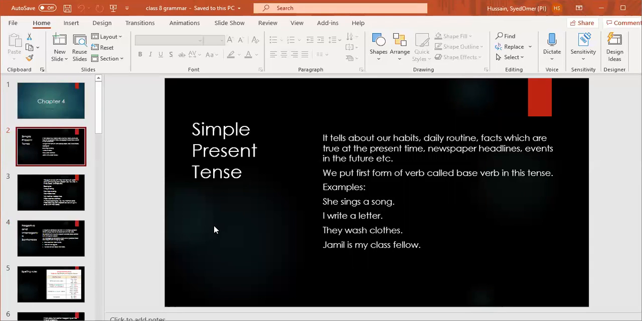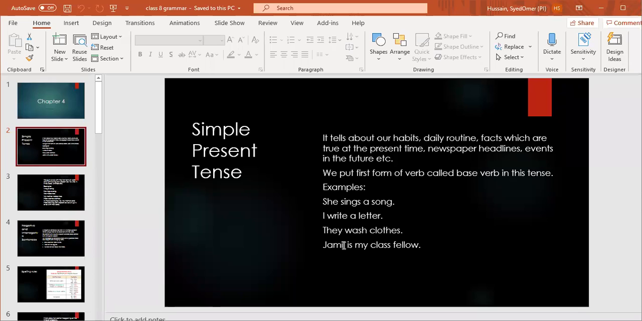So in simple present tense, in negative and interrogative sentences, we put the helping verbs do or does. Do comes with plural, does comes with singular. For example, over here, she sings a song will be she does not sing a song. I do not write a letter. They do not wash clothes. Jamil is not my class fellow, because there is already the helping verb is in this sentence. If you can see on your screen that there is already is as a helping verb, so we will not further add any other helping verb. We are going to put not in it.